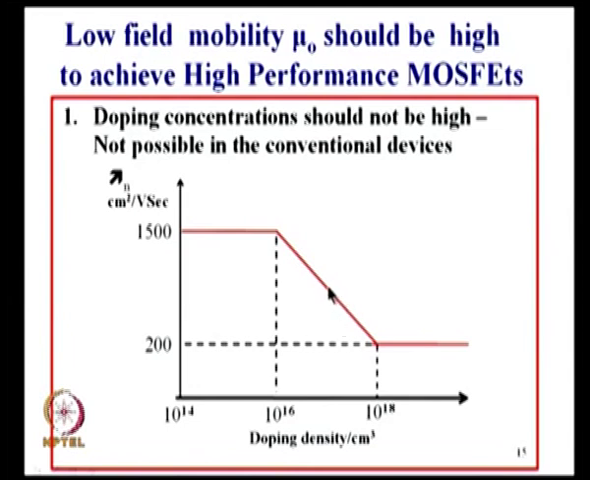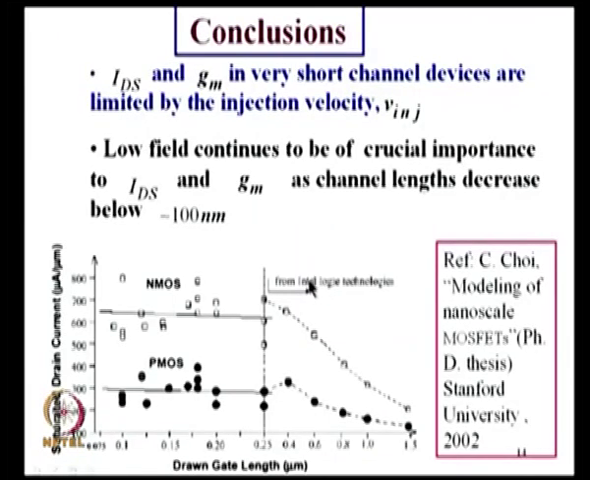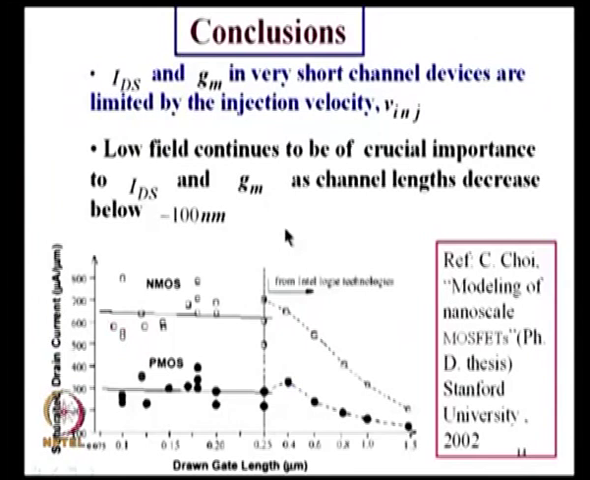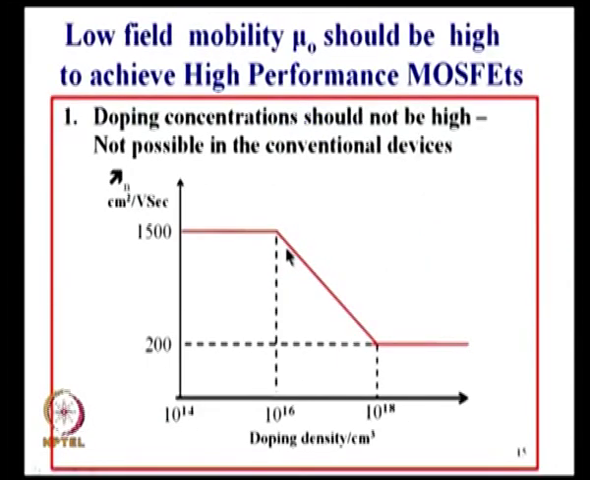So, if you take a look at those doping concentrations, this is not 1500, this will be 200 when you go to 10 to the power 18. At 10 to the power 17, it may be about 600 or 700. Okay. So, the moral of the story is you can't go to such high doping concentrations. In the classical MOSFET, you have to have high doping concentrations to reduce the short channel effects. Okay. What are the other factors coming into the picture?